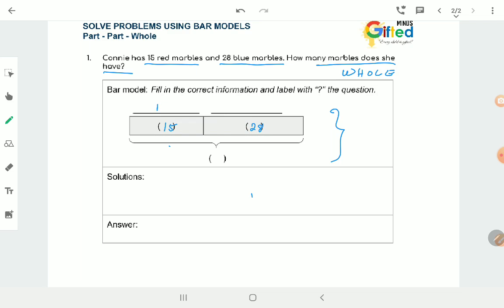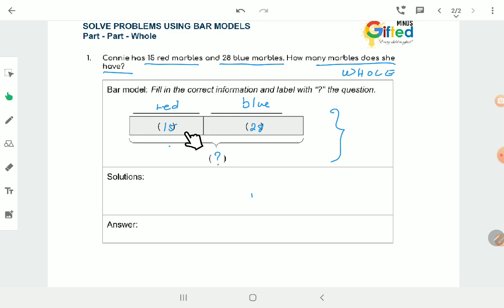And that is your red marbles. And that's your blue marbles. Okay? And this is the question mark. The question mark is the whole, the total. This is from here up to there. That's the total. So by looking into this one, I'm looking for the total.